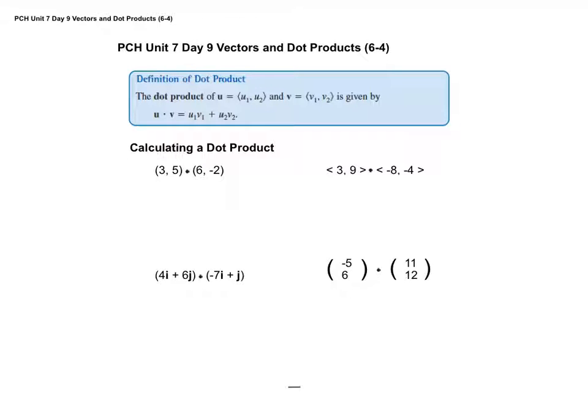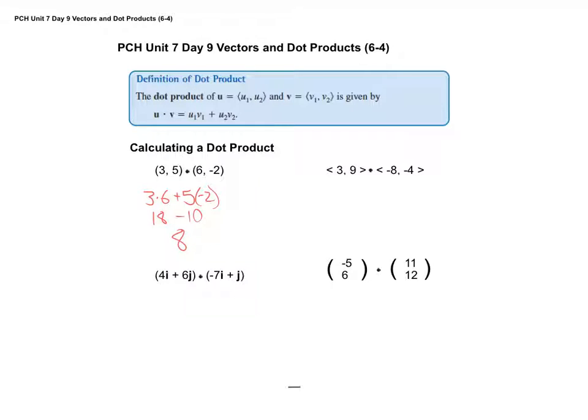So just to illustrate what we're doing here, I have 4 different sets of vectors. I used all 4 different types of notation just so we could have some practice with them. In this first one, 3, 5 dot 6, negative 2, what are our horizontal components? 3 and 6. So we have 3 times 6 plus the vertical components, 5 times negative 2. So we have 18 plus a negative 10, and we get the scalar 8. That's not too hard, right?